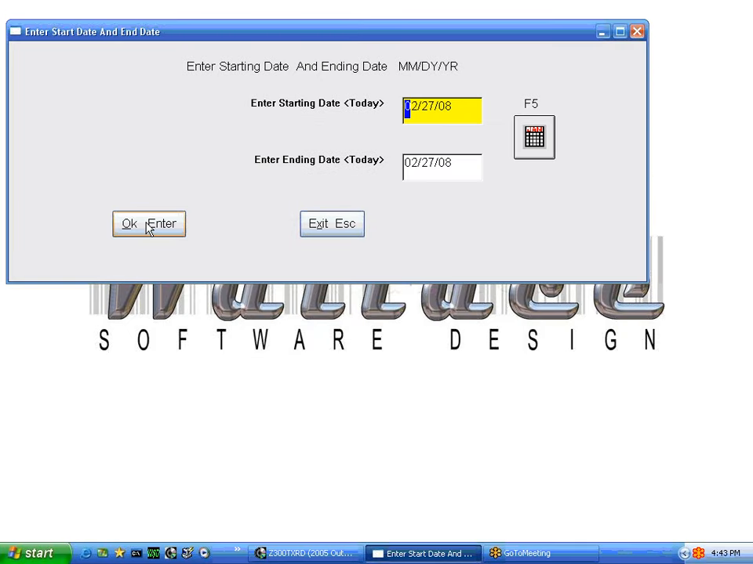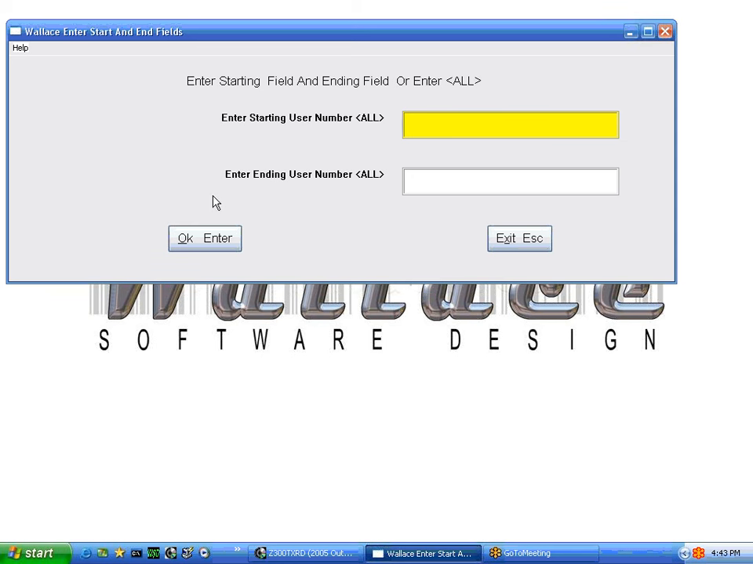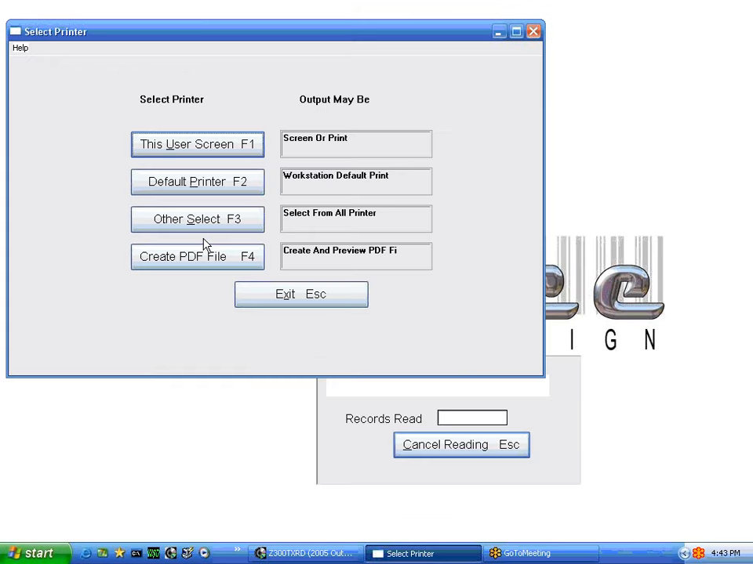Let's just look at today. Enter starting and ending using number. You may have more than one cash register. If you have one cash register, you could hit the enter key. It'll list all your different cash registers.